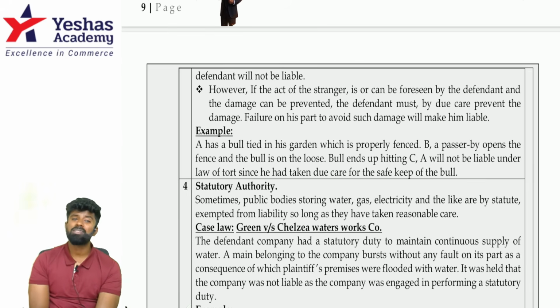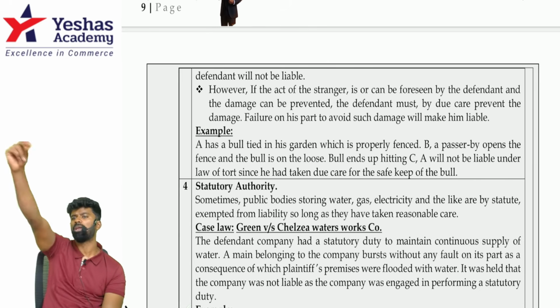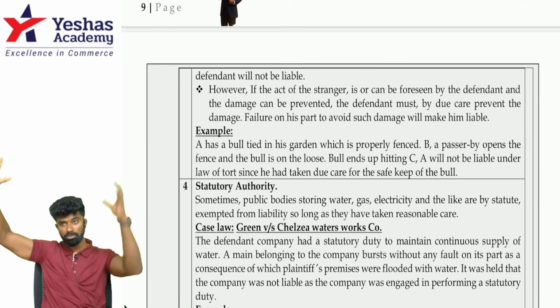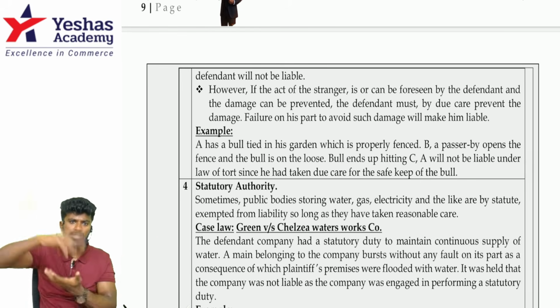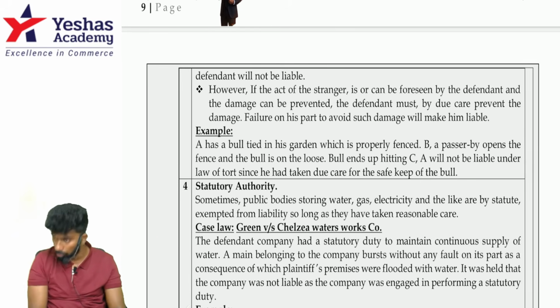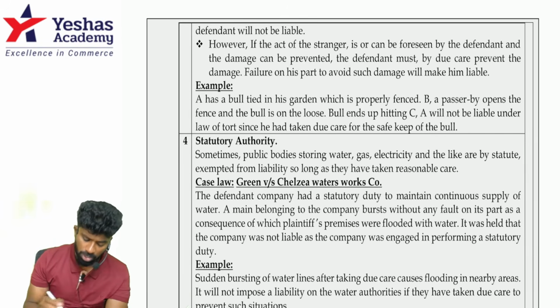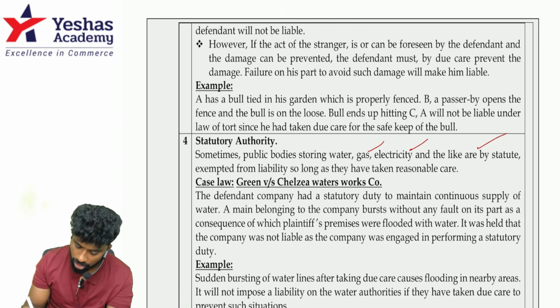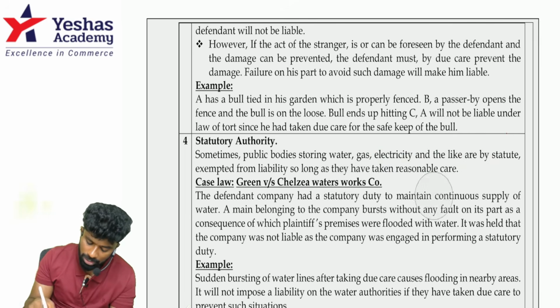Statutory authority means if a government is performing some functions for the benefit of the public, benefit of who? Public. Principle of strict liability is not applicable. Have you seen water tanks in the village side? Big tanks. That is for whose benefit? Public benefit. If it escapes and causes harm to the public, are they liable to pay compensation? No, because they're performing what function? Statutory function. Sometimes public bodies storing water, gas, electricity, and the like are by statute exempted from the liability so long as they take reasonable care.